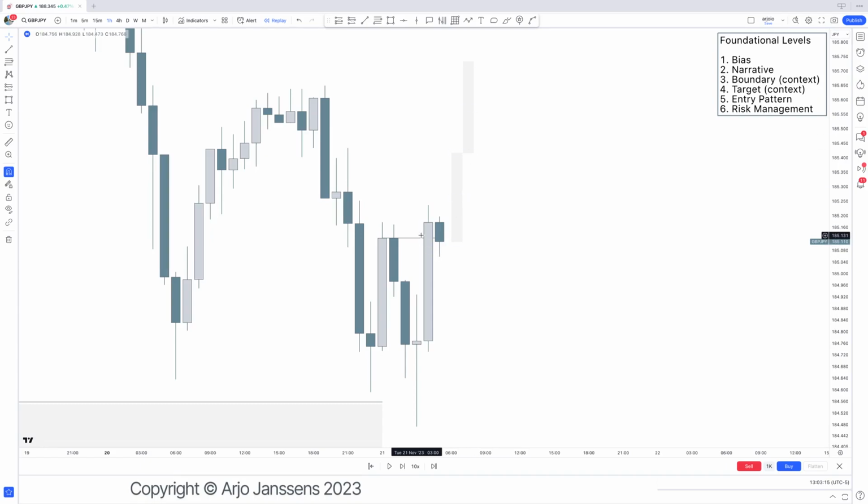Why is that? Because we already came into a discount array right there to continue higher. So we don't necessarily need to come into the fair value gap to continue higher. We already came into the float to continue higher. I hope that's a clearer example than the previous one I used, because it sounded a little bit vague in my ears. So hopefully that makes more sense right there.